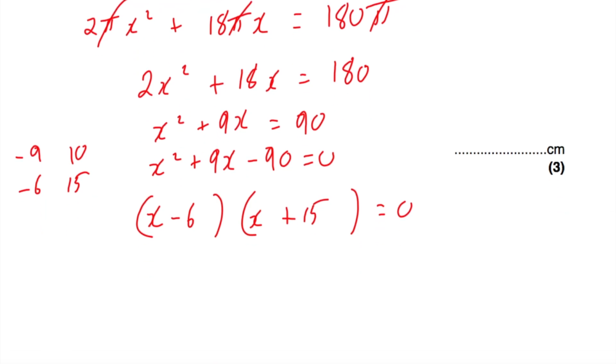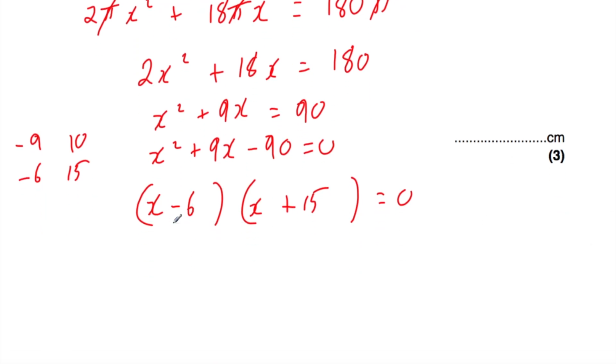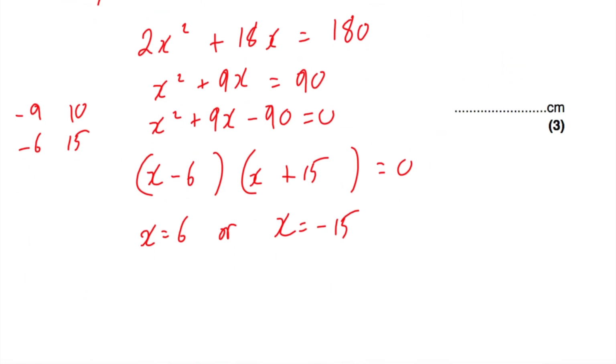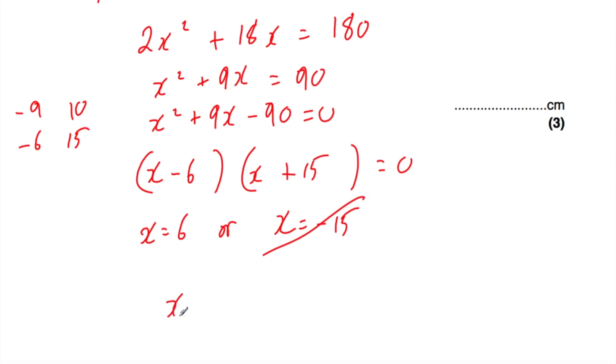So that's fantastic. So we now know that if we look at these brackets, if we've got x minus 6, we want that to equal 0, so that means that x would be equal to 6. Or, in terms of this bracket, x would be equal to minus 15. So there are two solutions, either x equals 6 or x equals minus 15. Now, x can't be equal to minus 15 because x is the radius of the cylinder, so that solution wouldn't work. So it means that x equals 6.